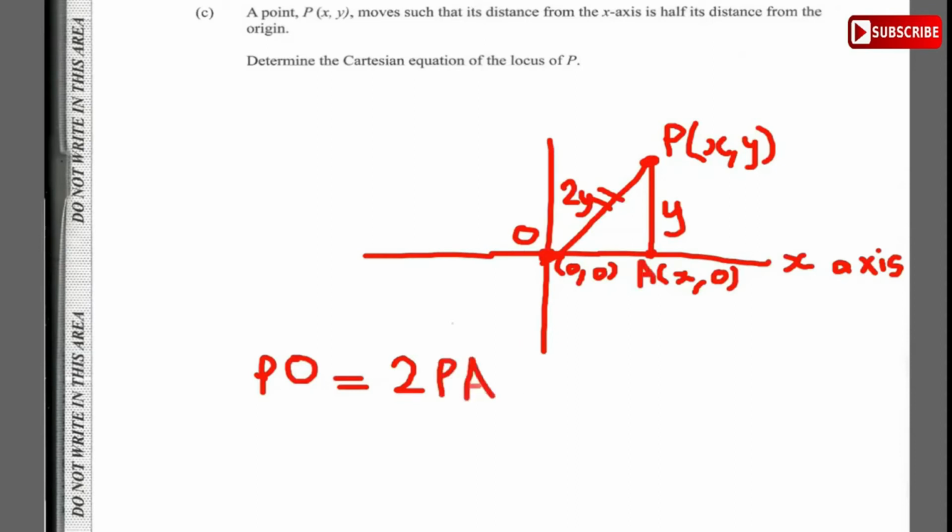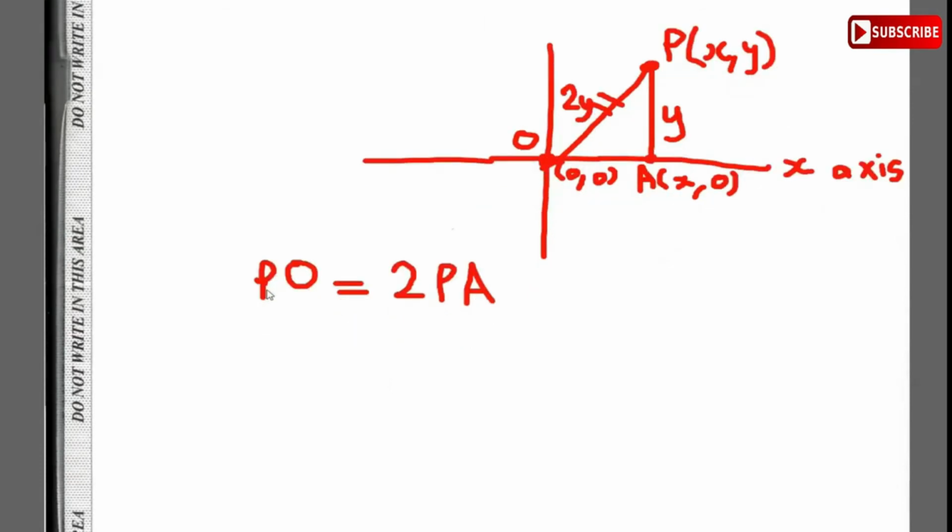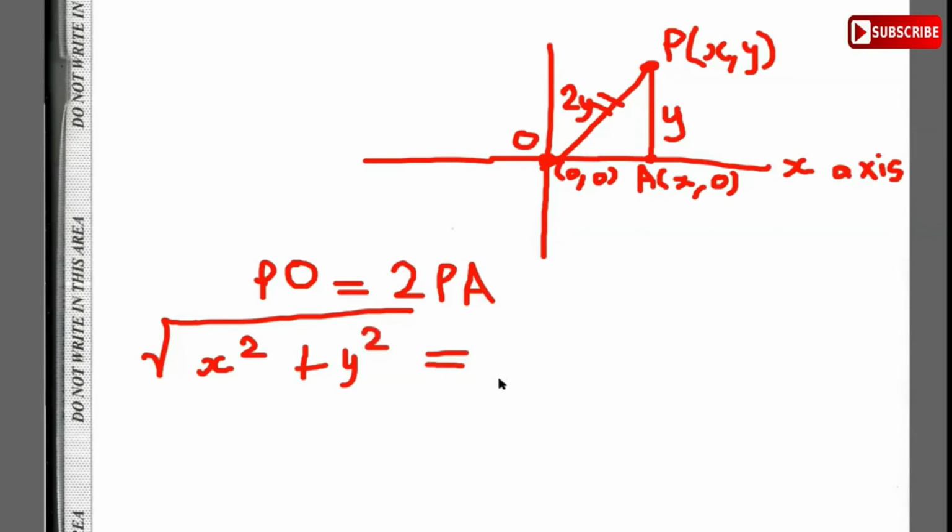Now, in general, the distance PO: this is (x, y) and this is the point (0, 0). So the distance PO is the square root of (x minus 0) squared plus y squared, so it's the square root of x squared plus y squared. That's the distance PO, and it's equal to 2 times the distance PA. The distance PA is just y.